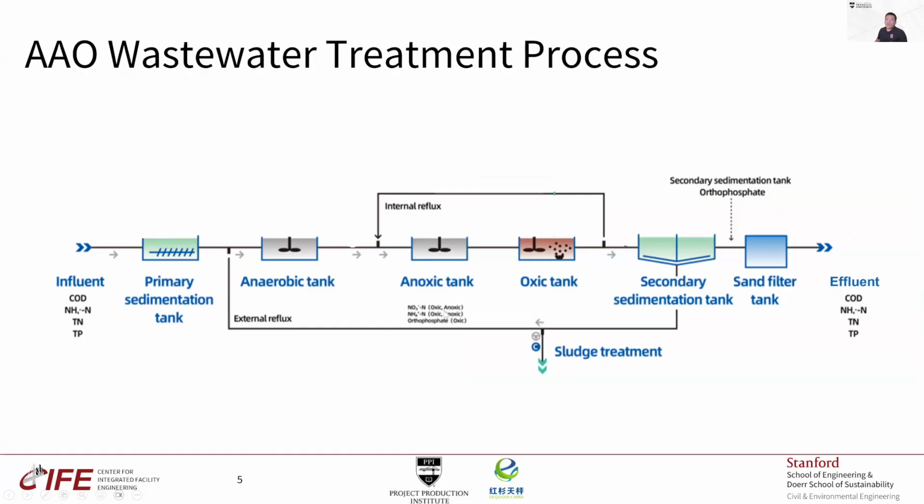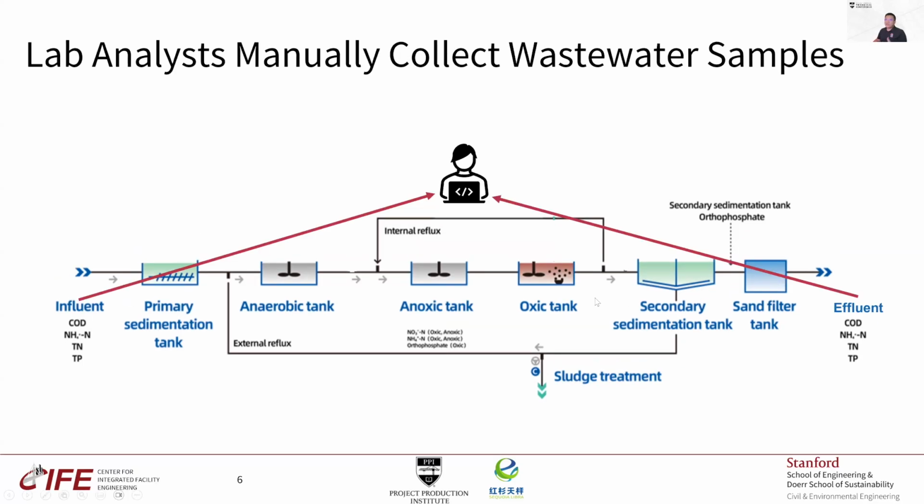So we first studied the AAO wastewater treatment process, and this is a simplified schematic. It's called AAO because the process involves treatment reactions in the anaerobic tank, in an anoxic tank, and an oxic tank. And it basically removes pollutants, including chemical oxygen demand, ammonia, nitrogen, and phosphorus. To provide adequate treatment, it is important to monitor the pollutant level at both the influent and effluent of the process, in order to know how much treatment is needed and the effectiveness of the treatment after the plant discharges the wastewater to the environment.